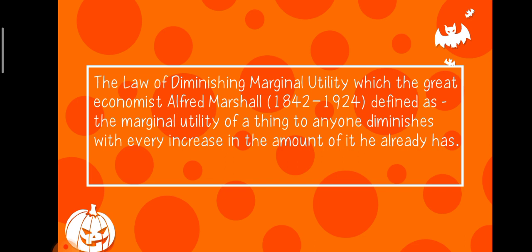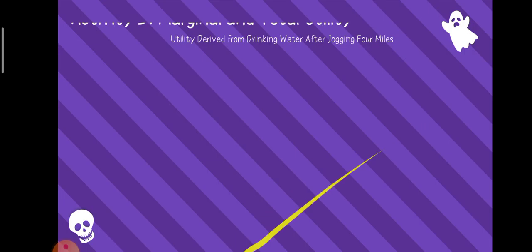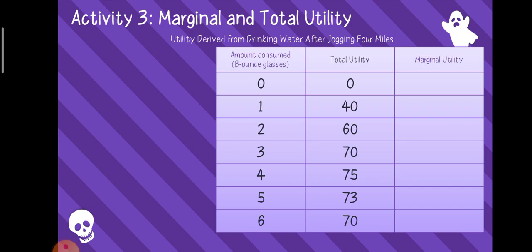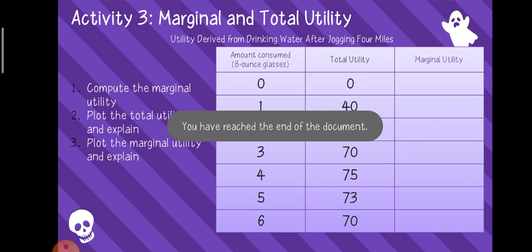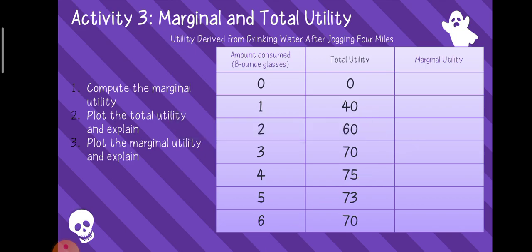Okay. So of course, you still have a remaining activity. Okay, so for your activity 3, marginal and total utility. Now, suppose you are given the following data. Now, utility derived from drinking water after jogging 4 miles. So here is the amount consumed, and this is the total utility. What you're going to do is, of course, number 1, compute the marginal utility.